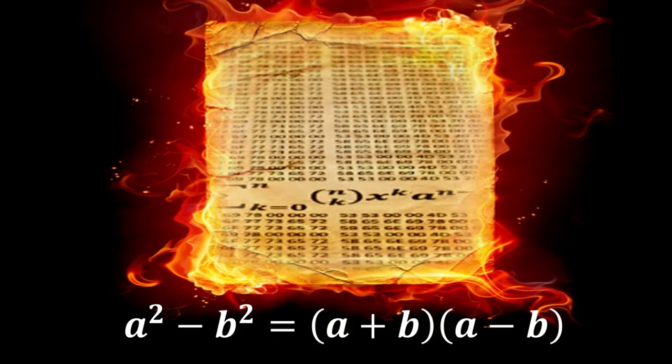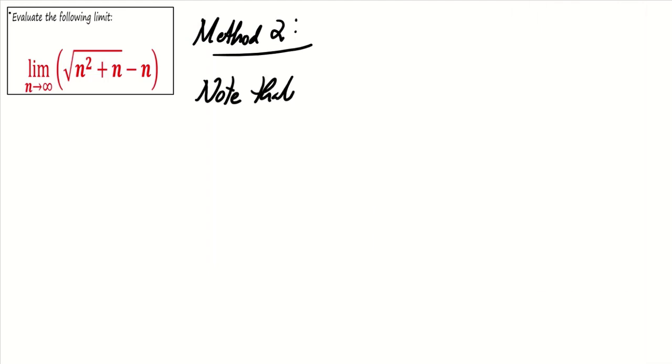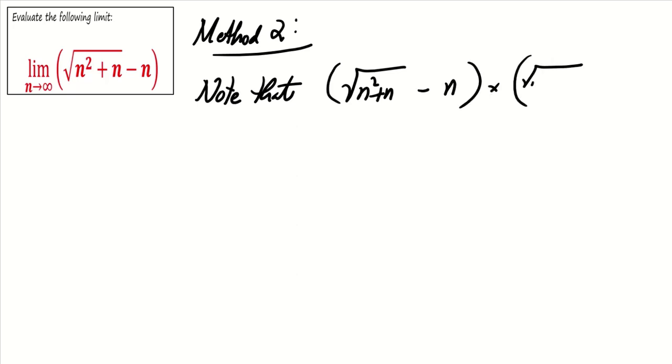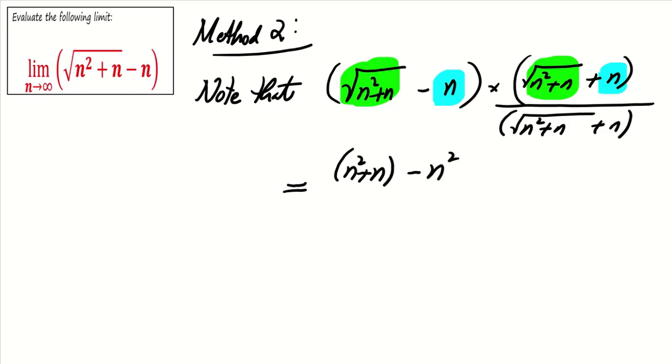The second method involves the concept of a squared minus b squared equals (a plus b)(a minus b). Recall that the conjugate of the square root of n squared plus n minus n is the square root of n squared plus n plus n. We can multiply the numerator and denominator of this expression by the conjugate. The result, as mentioned earlier, simplified to n.